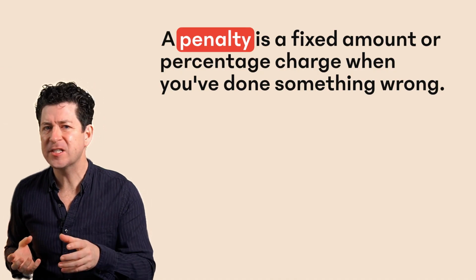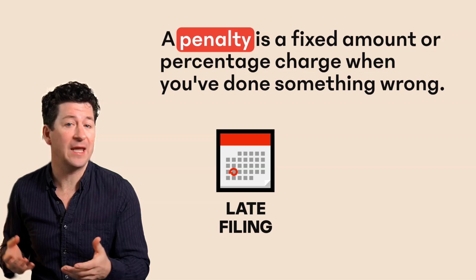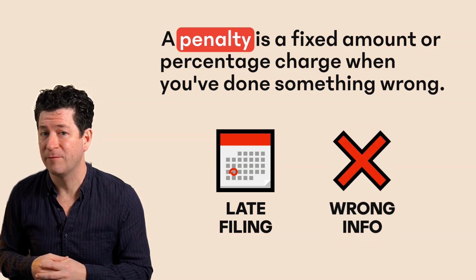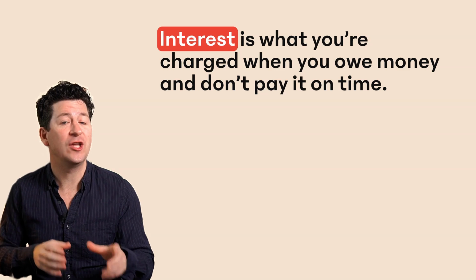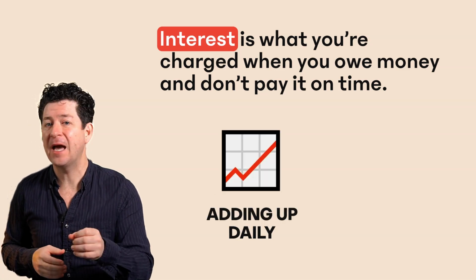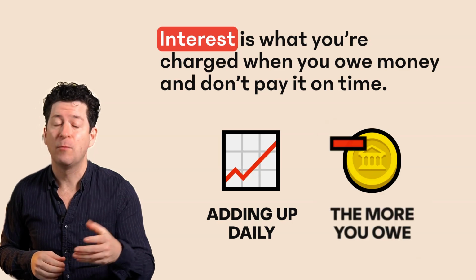A penalty is a fixed amount or percentage charged when you've done something wrong, like filing a return late or not submitting the right information. Interest, on the other hand, is what you're charged when you owe money and don't pay on time. It keeps adding up daily until the balance is paid. So the longer you wait, the more you owe.